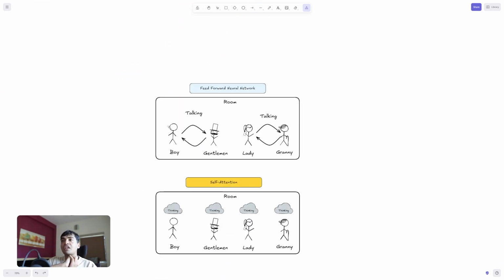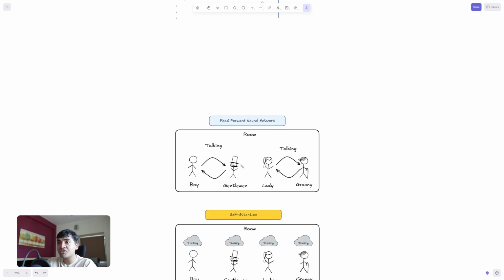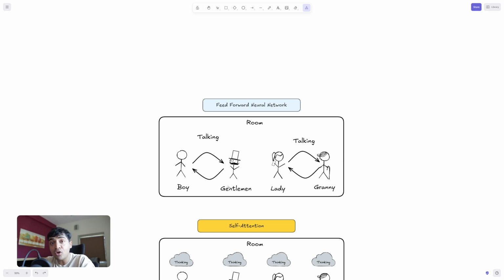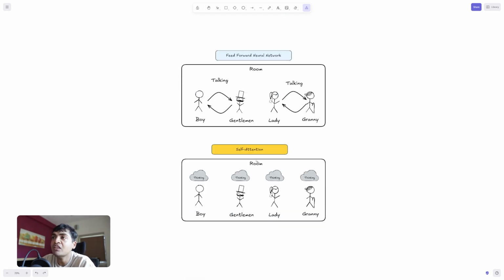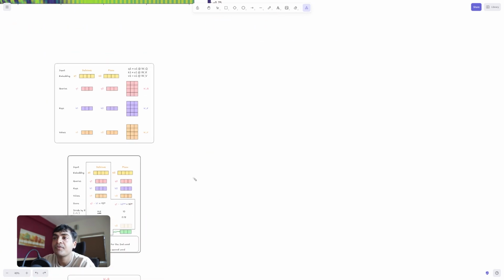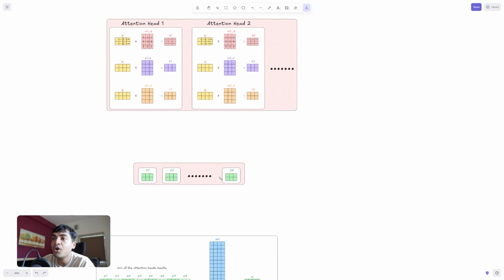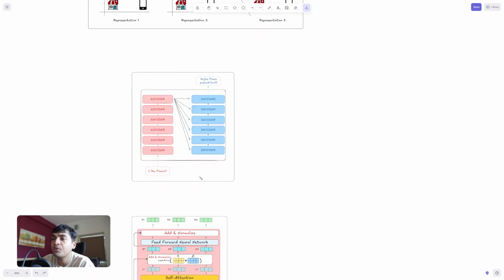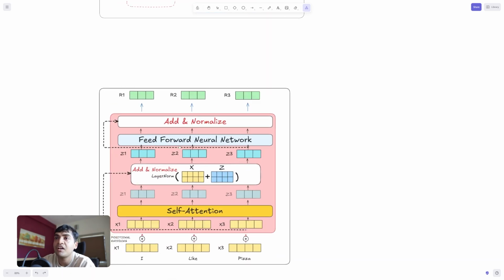So now they understand, hey, do you know about, so the boy can possibly ask the gentleman, hey, do you know what are some good watches that I can buy for my father? The lady can ask the granny about, I don't know, hair care routine or something. That's how the feed forward neural network works, and that is what it does. It's like our traditional feed forward neural network, so no need to worry about the different architecture behind it.